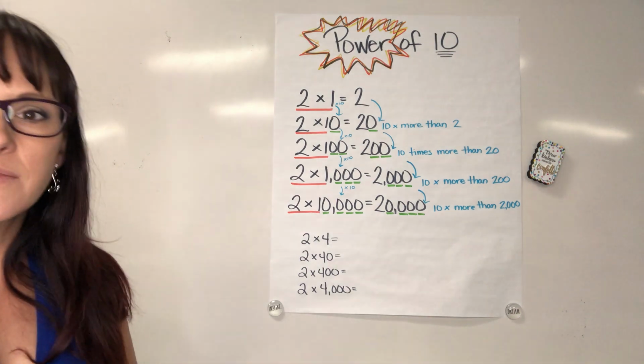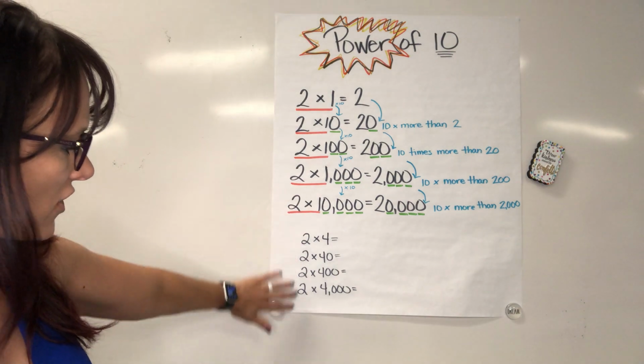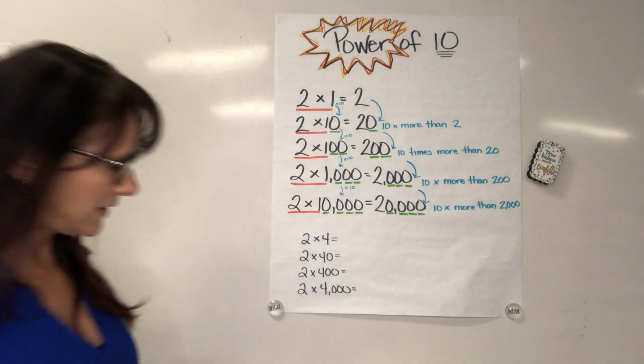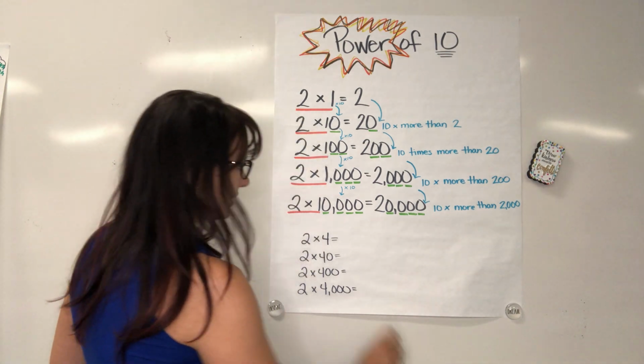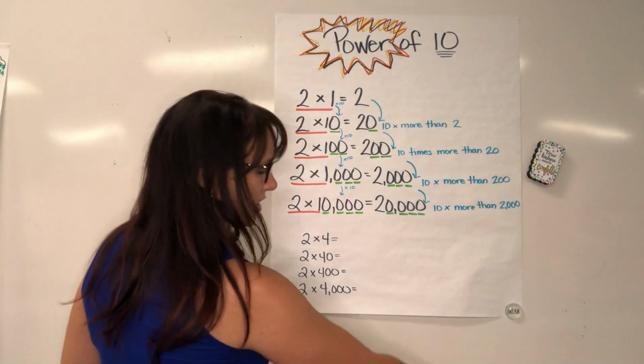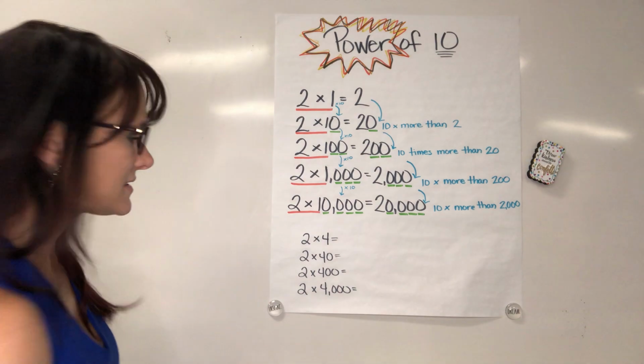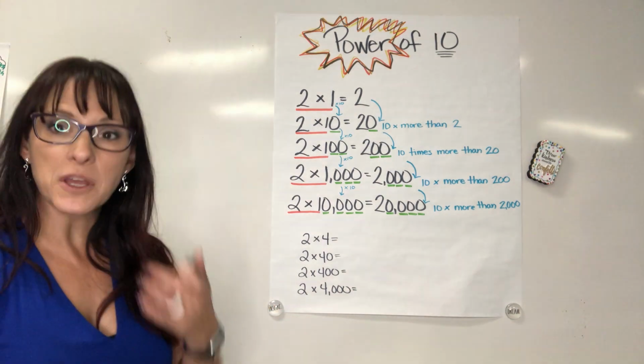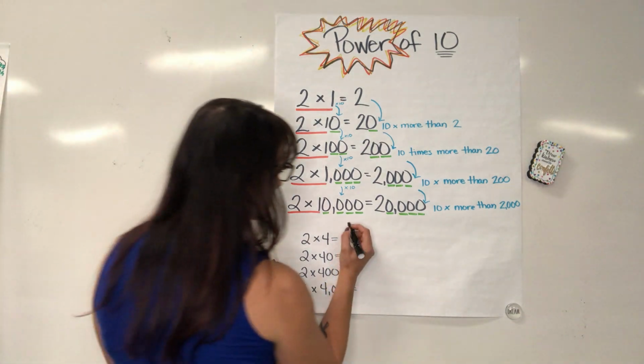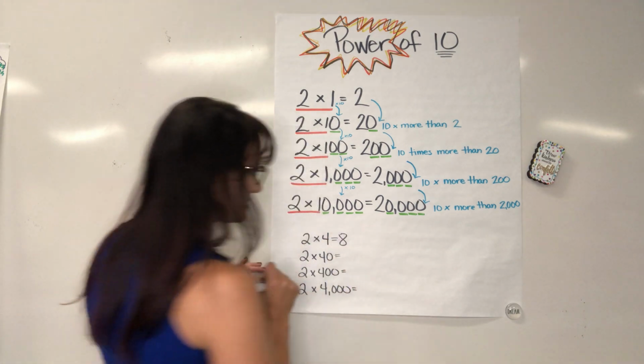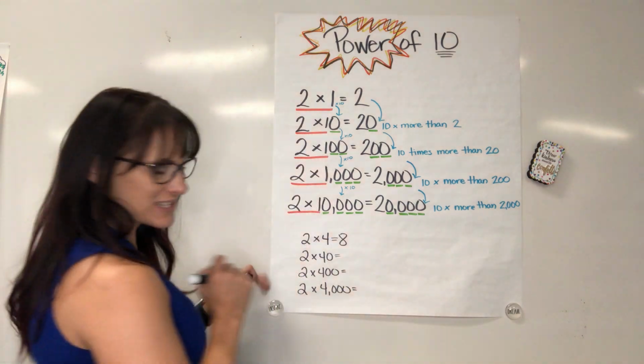All right, so pause the video. See if you can figure these ones out really quickly. All right, so let's take a look and see what you should have come up with. Well, 2 times 4, we know that. You're like, but right, that's so easy. 2 times 4 is 8.